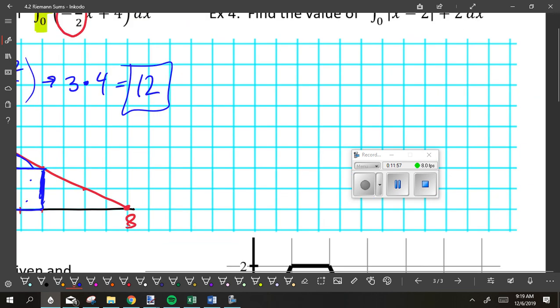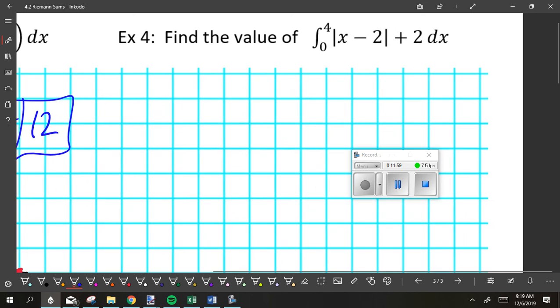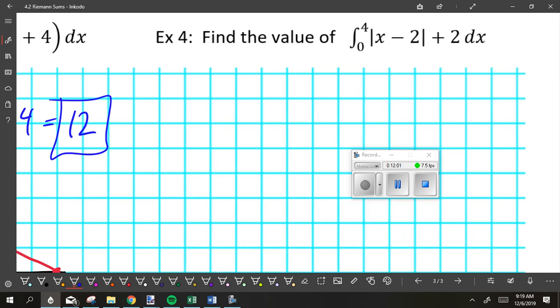Find the value of the integral from 0 to 4 of the absolute value of x minus 2, plus 2. Show me with your arms. What's that shape look like? Point. Which way does that minus 2 take you? Point. Which way does that plus 2 take you? Graph it.